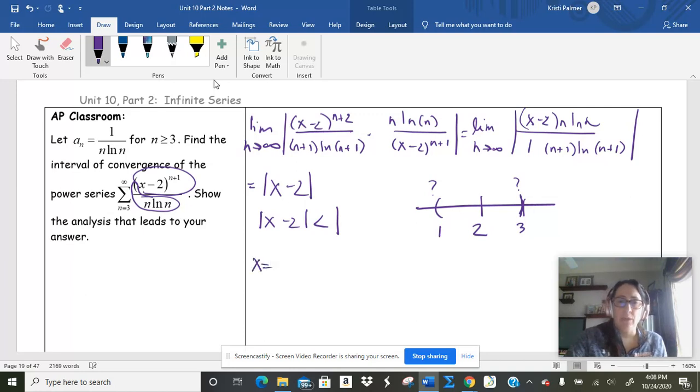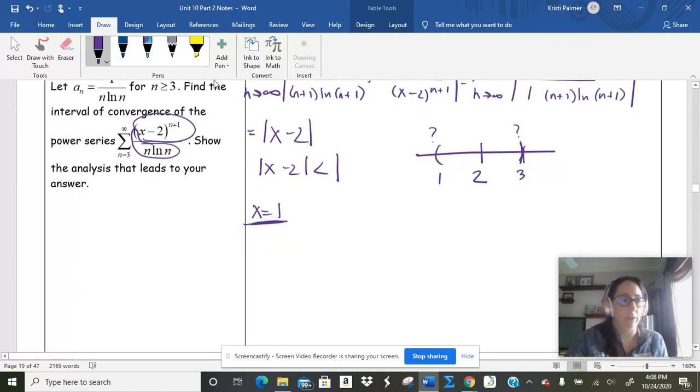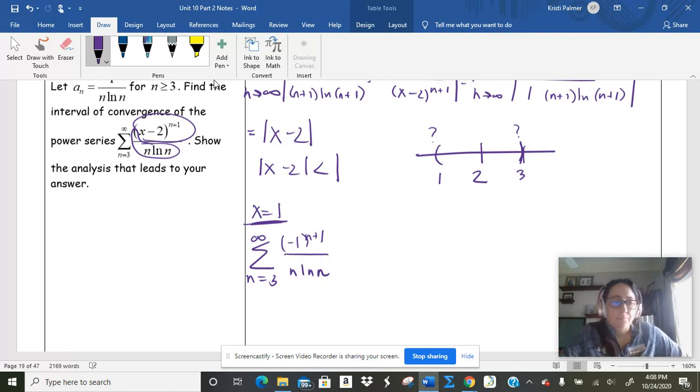So let's go check when x is 1 first. We're going to plug it into the very original. See if you can do that without me. Try to go plug in your 1 and simplify anything. Okay, so I got this one.